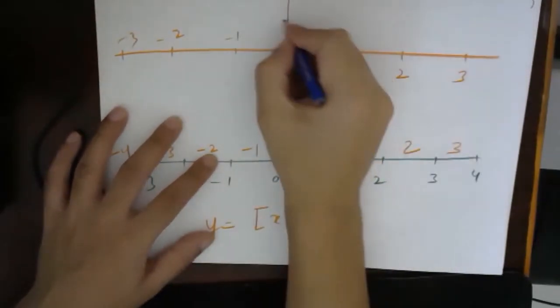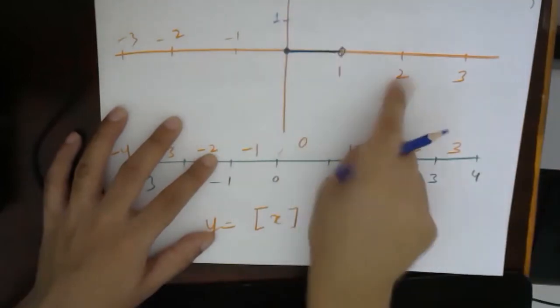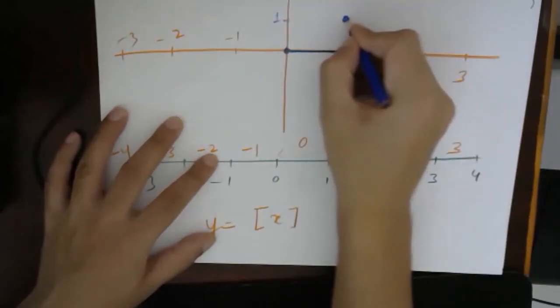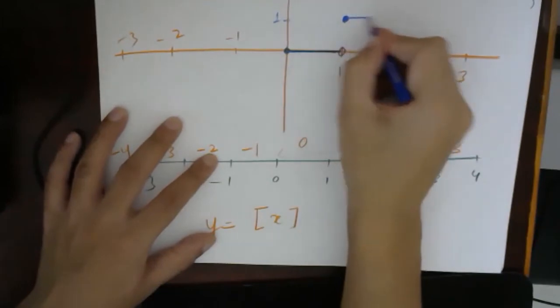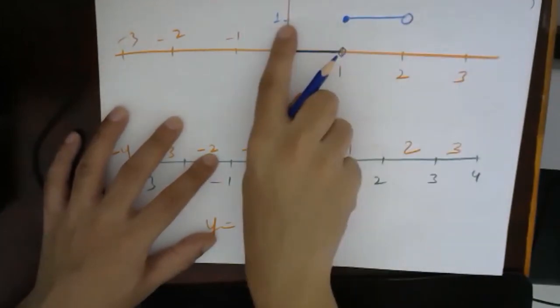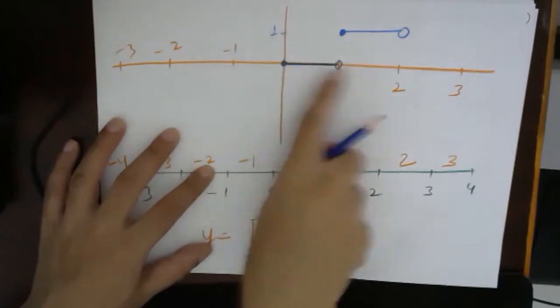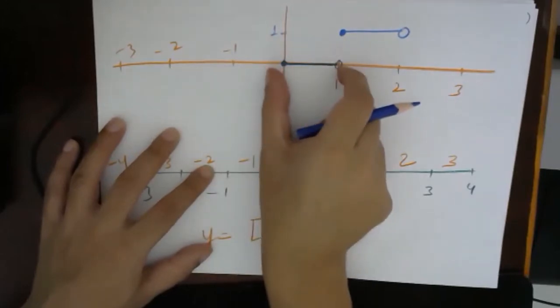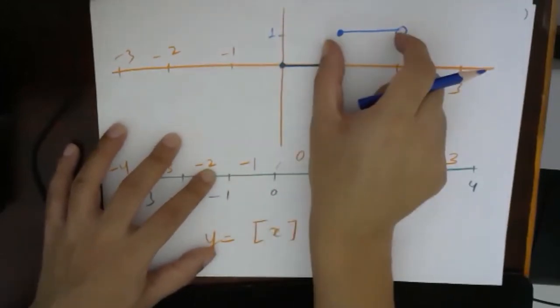Understood? So now this is y is equals to 1. Between 1 to 2, not included, the greatest integer function will be 1. Okay, so this line is what? This line is y is equals to 0, this line is y is equals to 1.